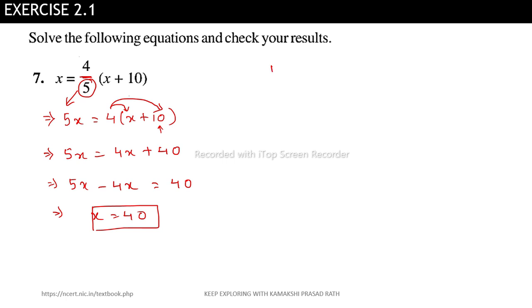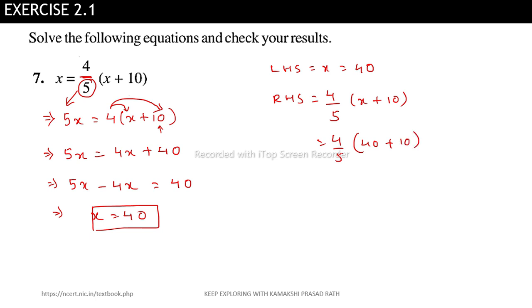Now let us check our solution. On the left hand side we have only x, that is 40. Now we'll check whether on the right hand side we also get 40 or not. So 4 by 5 into (x plus 10). x is 40, so 40 plus 10, we get 50. Now 50 and 5 we can cancel: 5 tens are 50, 5 ones are 5. So we get 4 tens are 40. Again we see the left hand side is equal to the right hand side, hence it is verified.